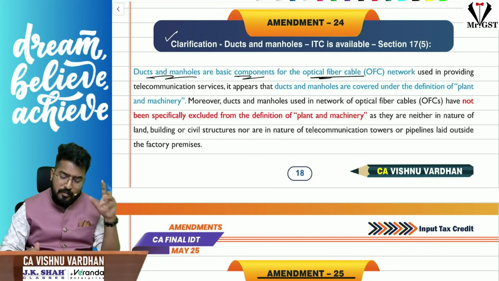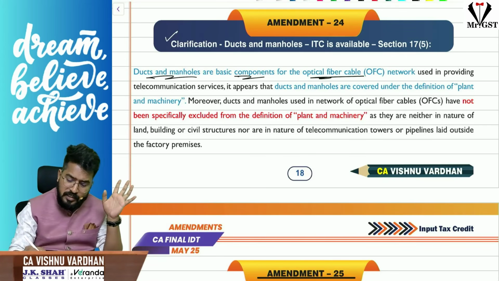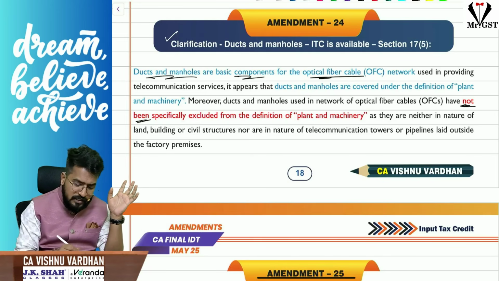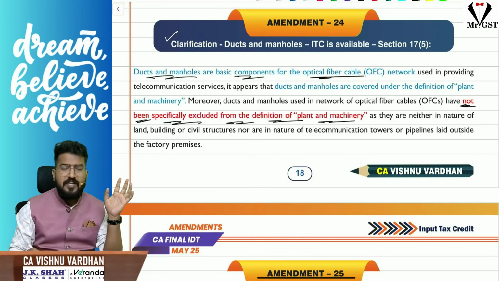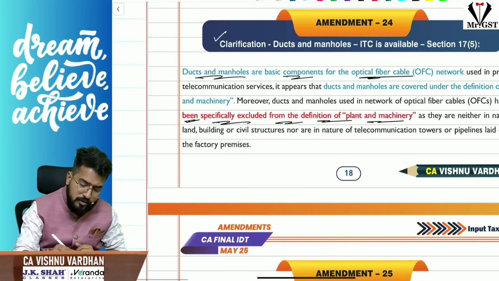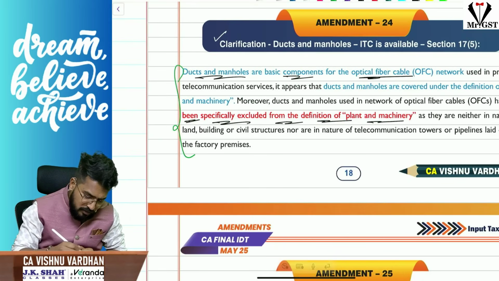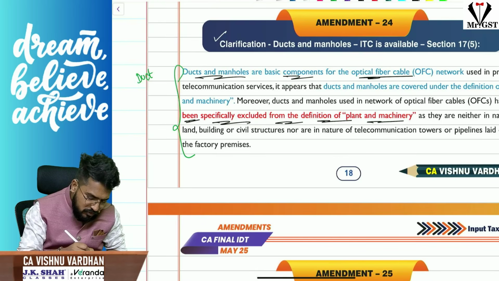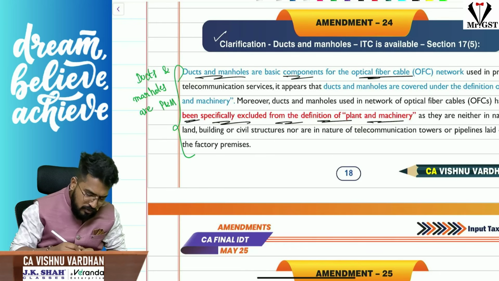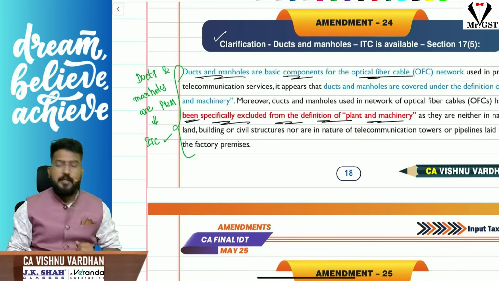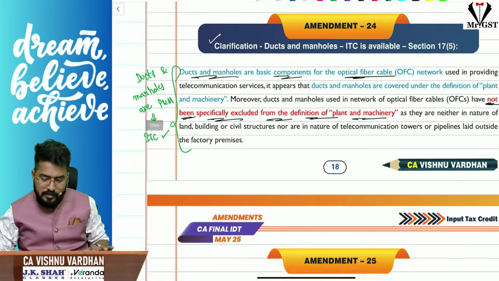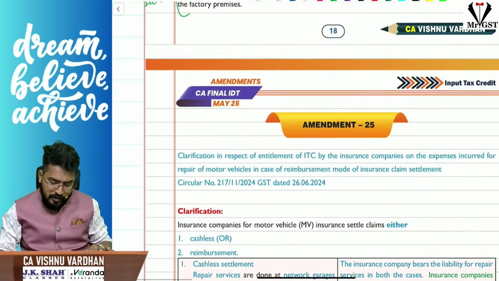So ducts and manholes will be considered as plant and machinery. They are not being specifically excluded from the definition of plant and machinery. That means ducts and manholes are plant and machinery. So you can happily take ITC. That is the concept. Okay.